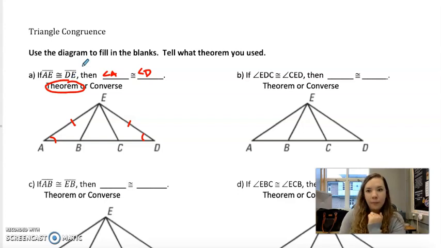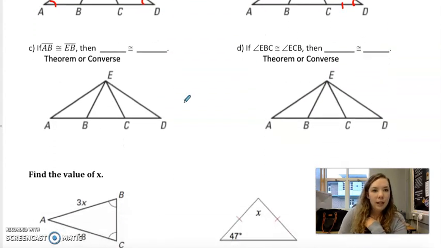If EDC, that'd be this angle, is congruent to CED, then we could say DC is congruent to EC. And since they gave us the angles first, it's the converse. Letter C, if AB is congruent to EB, then angle A is congruent to AEB. And we do need to name the second angle with all three letters. Since E could mean any of these three, we're being more specific by saying AEB. Since they gave us the sides first, it is the theorem.